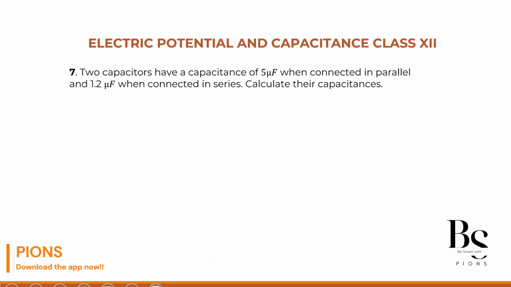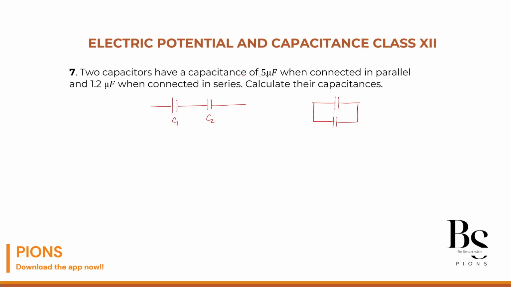Question 7. Two capacitors having capacitance of 5 microfarad when connected in parallel and 1.2 microfarad when connected in series. Calculate their capacitance. Okay, so basically you have two capacitors. Once they are connected in series, once they are connected in parallel. It's not given that they are equal. So let's call them C1 and C2.